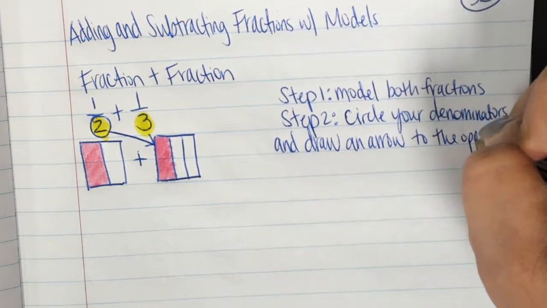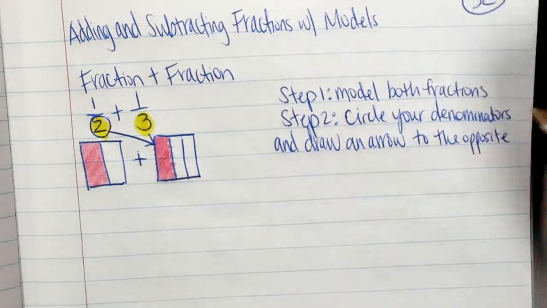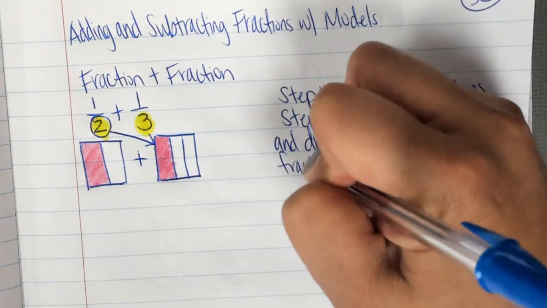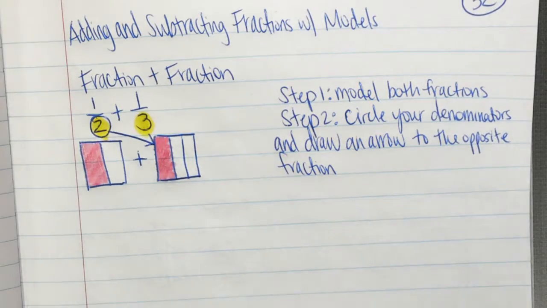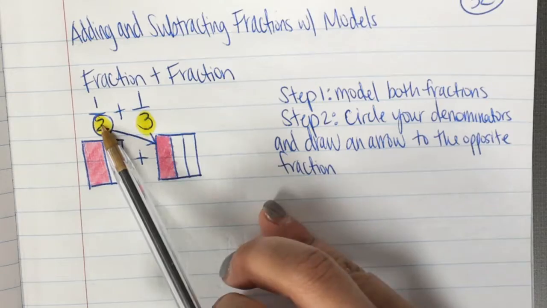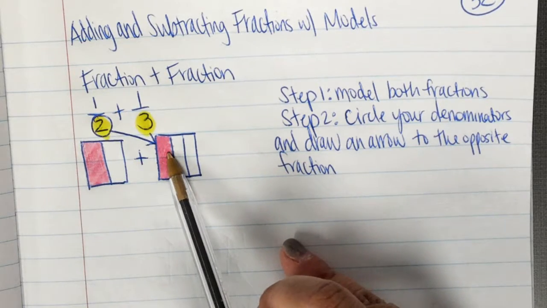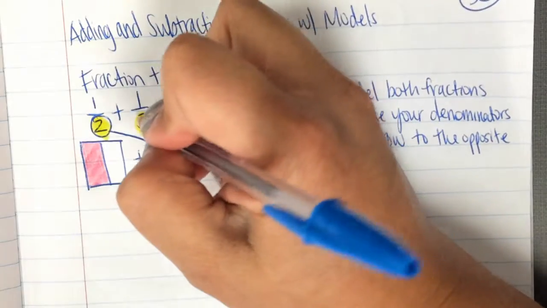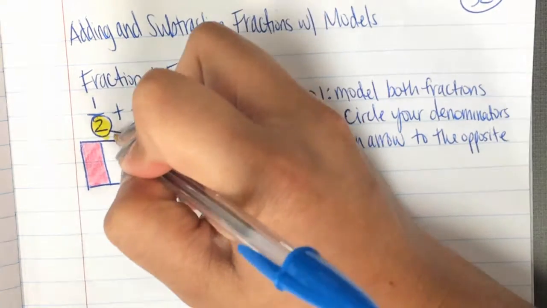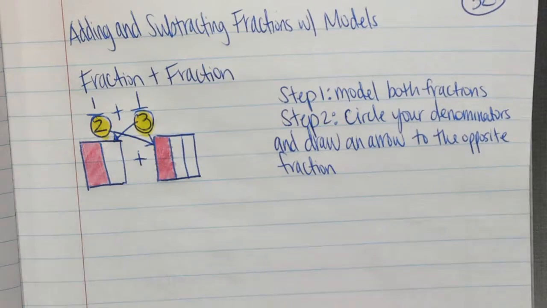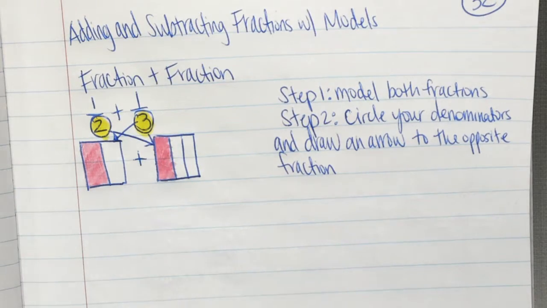to the opposite fraction. So my 2, I'm going to draw the arrow to my 1/3 fraction. I'm going to circle the 3, and I'm going to draw the arrow to my 1/2 fraction.